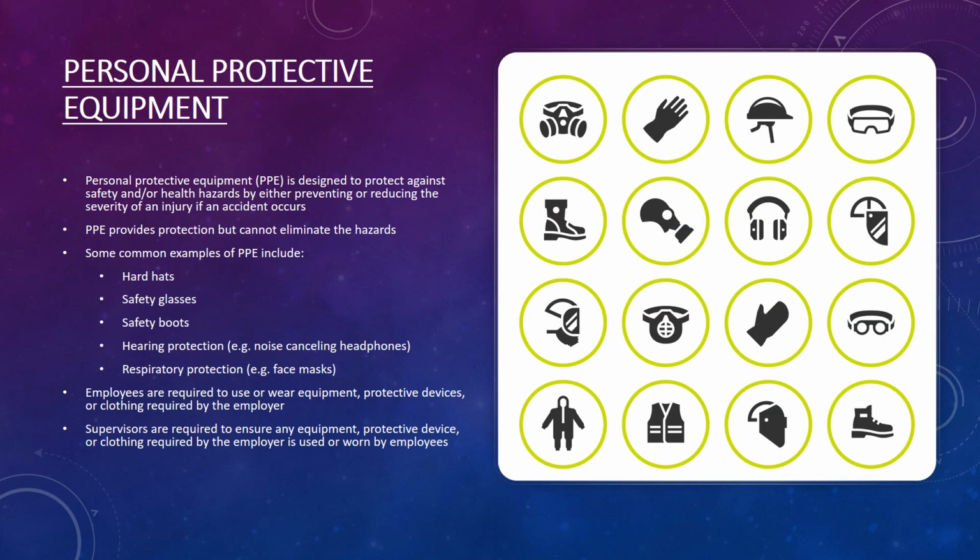Personal protective equipment. Personal protective equipment is designed to protect against safety and/or health hazards by either preventing or reducing the severity of an injury if an accident occurs. Personal protective equipment provides protection but cannot eliminate the hazards.